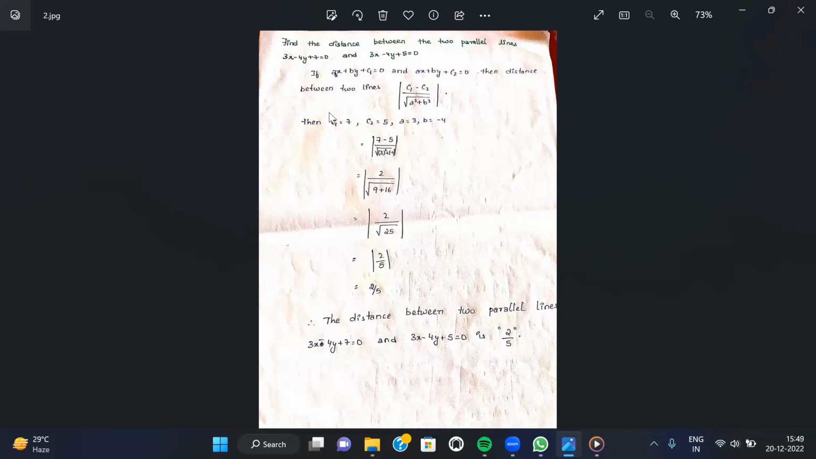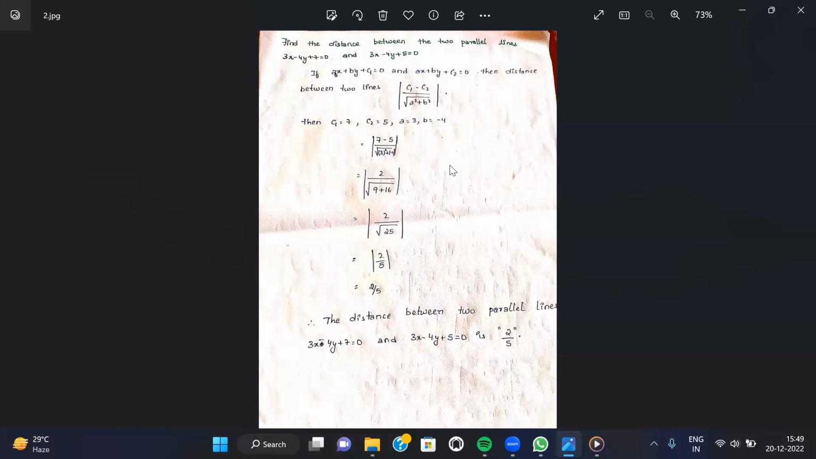So if ax plus by plus c1 is equal to 0 and ax plus by plus c2 is equal to 0 are parallel lines, then the distance between the two lines is mod of c1 minus c2 over root of a square plus b square. Here we have c1 equal to 7, c2 equal to 5, a equal to 3 and b equal to minus 4. So we just substitute the values in the formula.